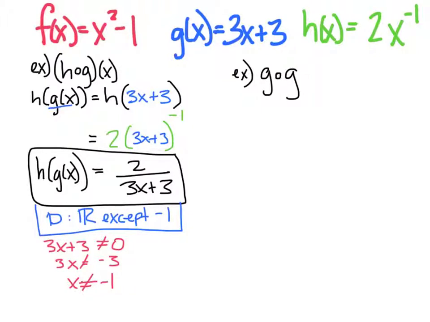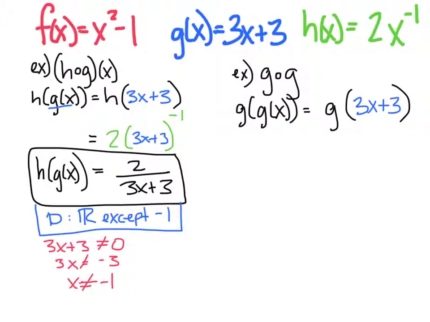Sometimes with function composition, if you're not evaluating, you might see it written as just g of g. And that's the same thing as writing g of g of x. So my first step is I'm going to replace that inside g of x with what g of x is, 3x plus 3. Now this time we have g of x. So we take g of x, this entire 3x plus 3, and we replace the x in g of x with that. So this 3x plus 3 is now going to replace the x in g of x again.